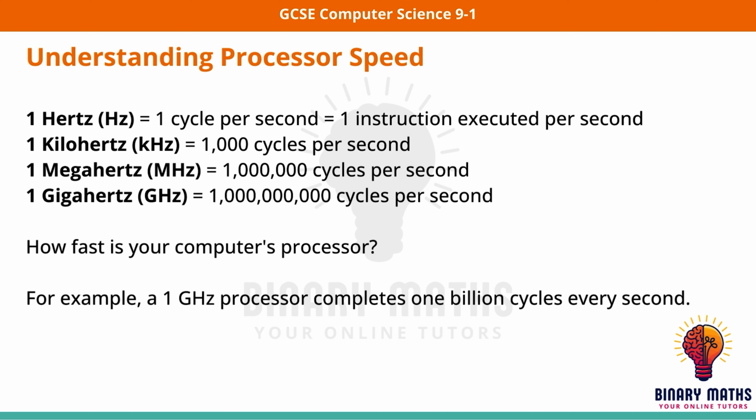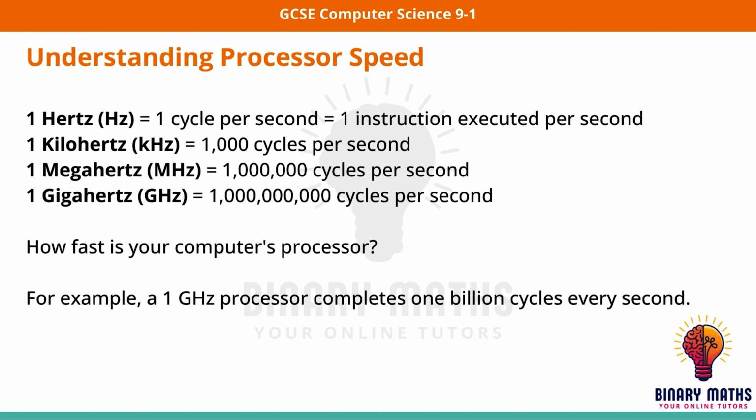Let's go right to the basics then. So the speed of a processor is measured in hertz, abbreviated as Hz. So 1 hertz means 1 cycle per second. Think of it like a clock ticking once every second. If a processor runs at 1 hertz, it can complete one instruction, one basic task every second. Now that's extremely slow compared to modern computers, but it's where everything begins.